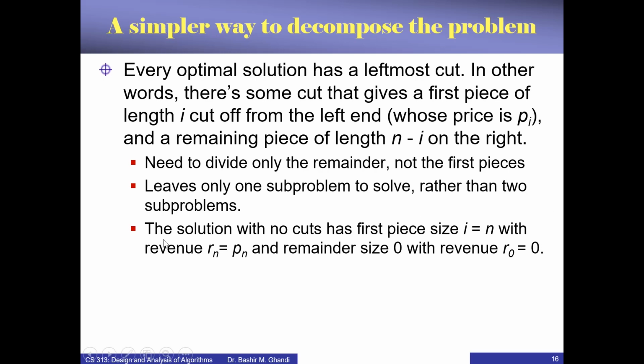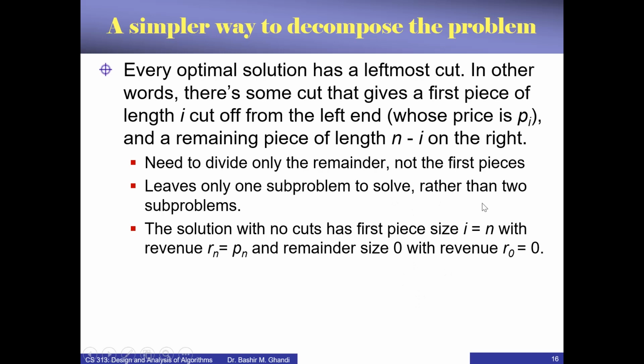The solution with no cuts will have its first piece, the one on the left, to actually be the whole length, i equal to n. And the revenue for that, of course, will be Pn. In that case, the remainder on the right hand side will be of length 0, and we'll have an imaginary revenue of 0.